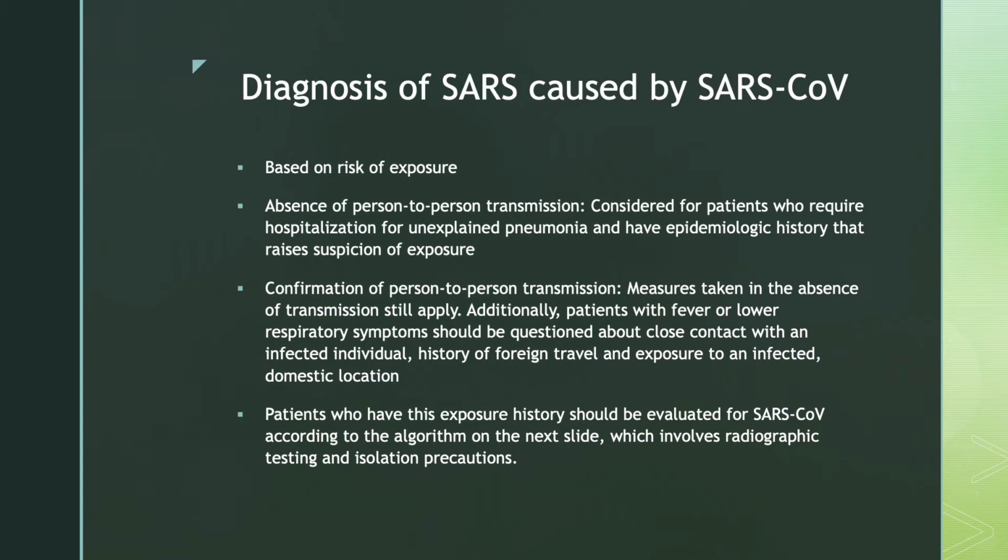Once person-to-person transmission has been confirmed, the measures taken in the absence of transmission still apply. But additionally, patients with fever or lower respiratory symptoms should be questioned about close contact with an infected individual, history of foreign travel, and exposure to an infected domestic location. Patients who have this exposure history should be evaluated for SARS-CoV, according to the algorithm on the next slide, which involves radiographic testing and isolation precautions.